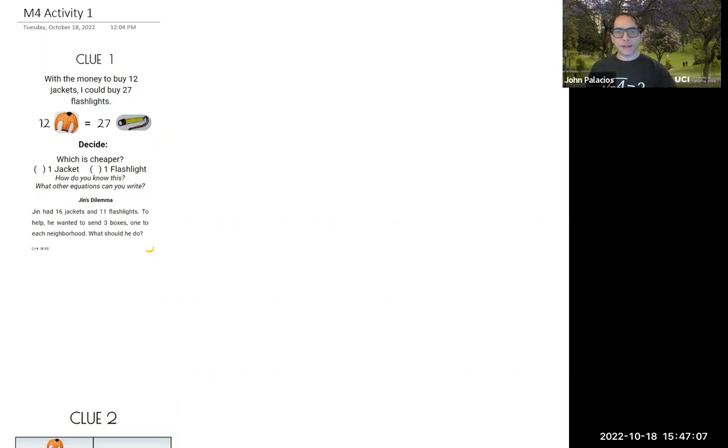So tell them that they are walking around in this new town and they hear 2 people agree to trade 12 jackets for 27 flashlights. That corresponds to the hint that the students are given here. And then ask them, okay, so which of these 2 are cheaper? Discuss this amongst yourselves and write down your reasoning.